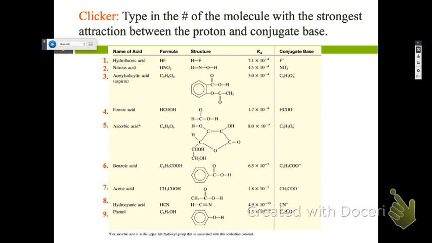Love it. Absolutely love it. So Kayla's saying because it's a super weak acid, that means it's not going to want to give up its proton. Why? What property does that conjugate base have that makes that acid really bad at giving up its proton?